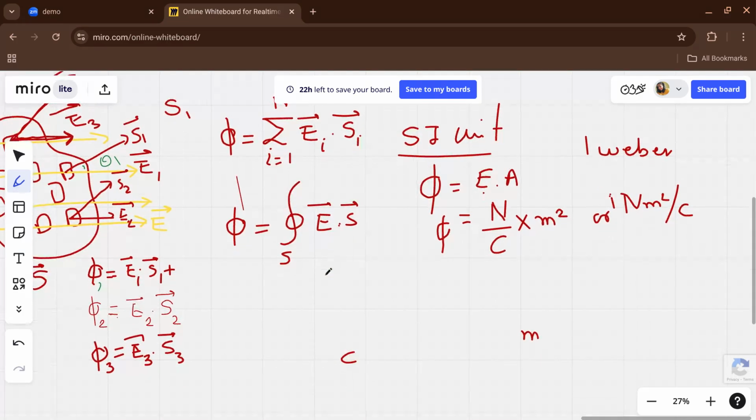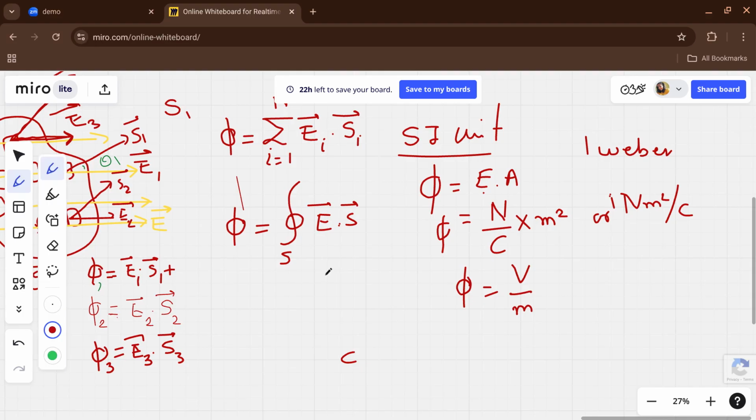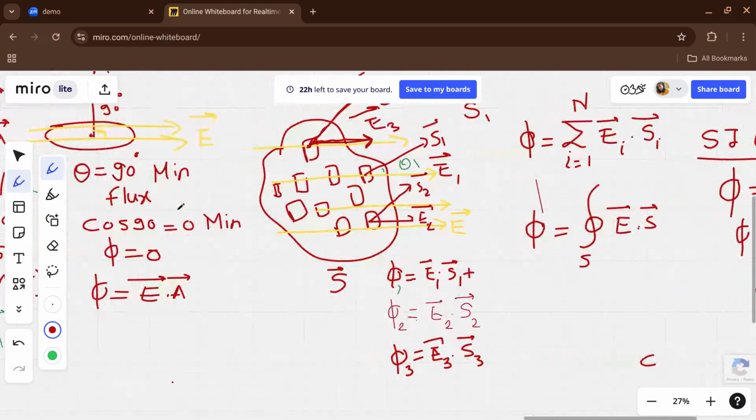Or else you can also mention this flux as: electric field intensity is the negative gradient of potential, so it is calculated in volt per meter also. Your electric field intensity is also calculated as volt per meter and area is in meter square. So another SI unit of flux is volt meter also. So these two are the standard SI units for electric flux, and most commonly, flux is counted in Weber. So this is all about electric flux.